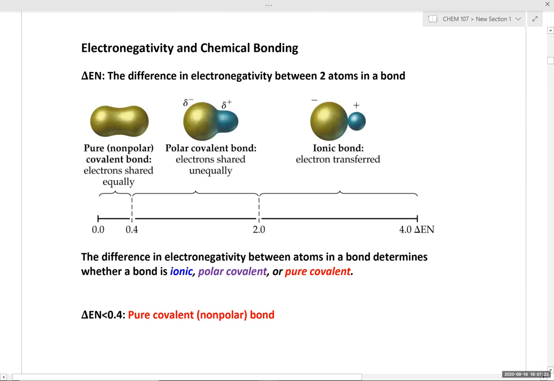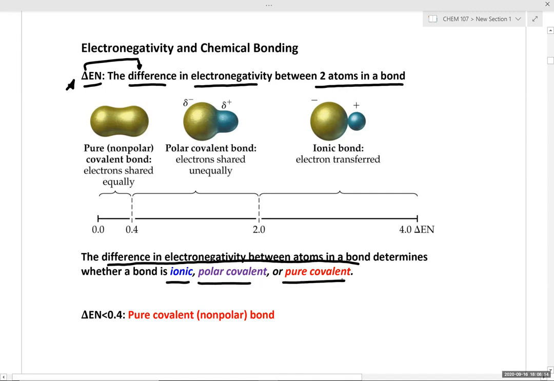So let's look at electronegativity and chemical bonding, because yes, francium would be one of the least electronegative elements. We're going to define a term called delta EN. Just for your future science classes, when you see this delta symbol, think difference. Delta EN is the difference in electronegativity between two atoms in a bond. And the difference in electronegativity between atoms in a bond determines whether we have an ionic, a polar covalent, or a pure covalent bond.